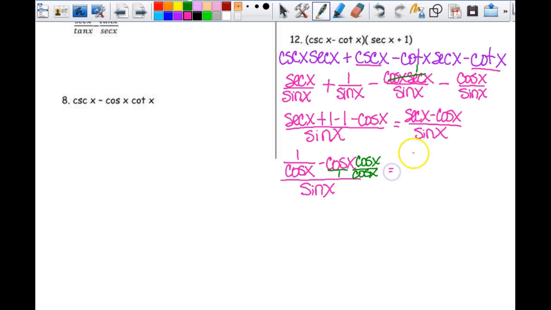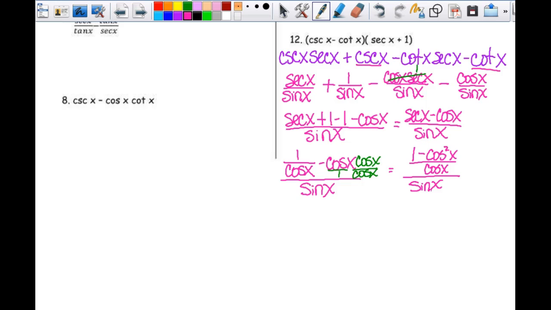So then that's going to give me 1 minus cosine of x times cosine of x, which is cosine squared x, over cosine x, right? So that's the numerator, and then all over sine of x. All right. So now, 1 minus cosine squared. Can I do something with that? Yes. What is that going to give you?